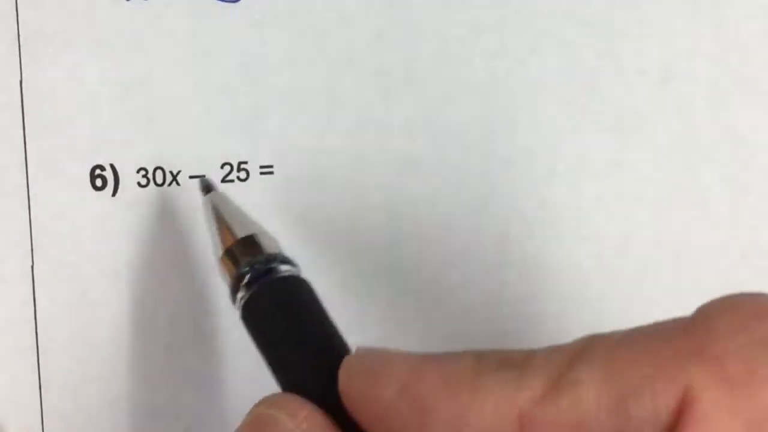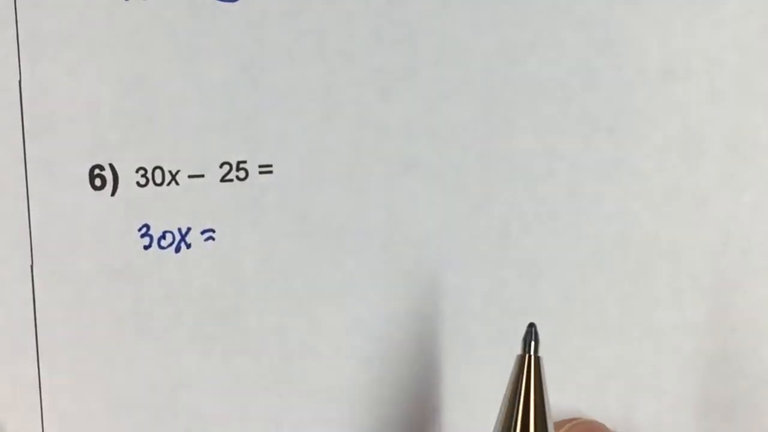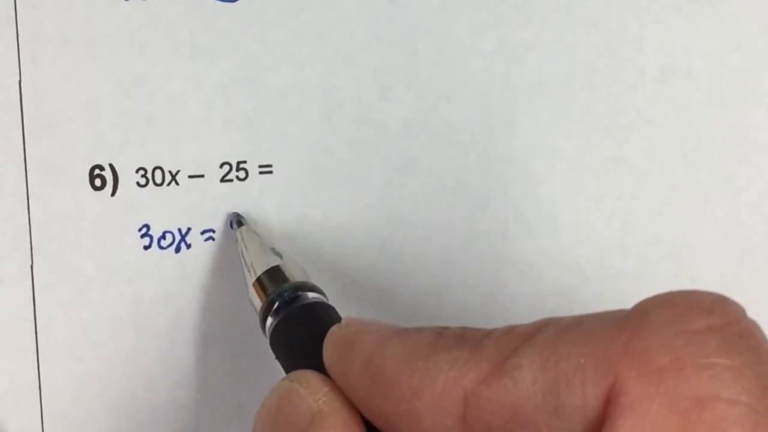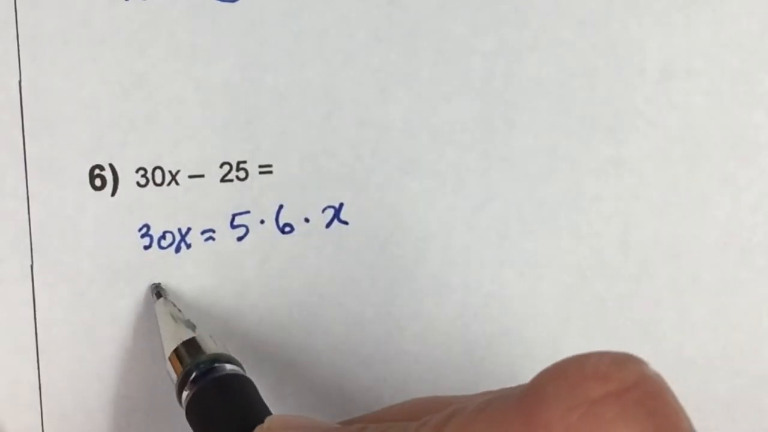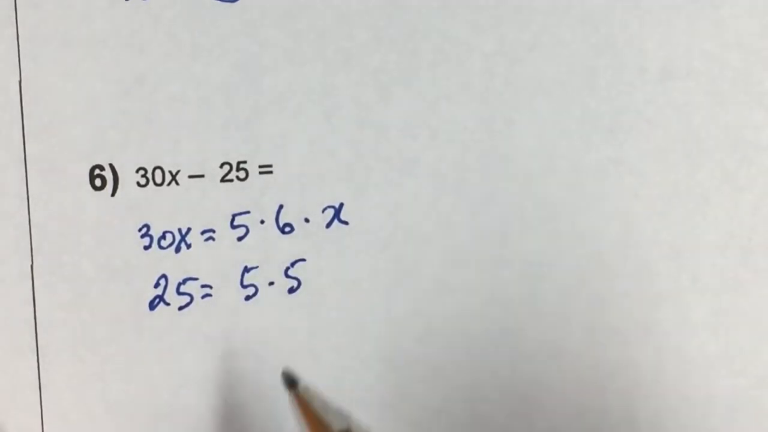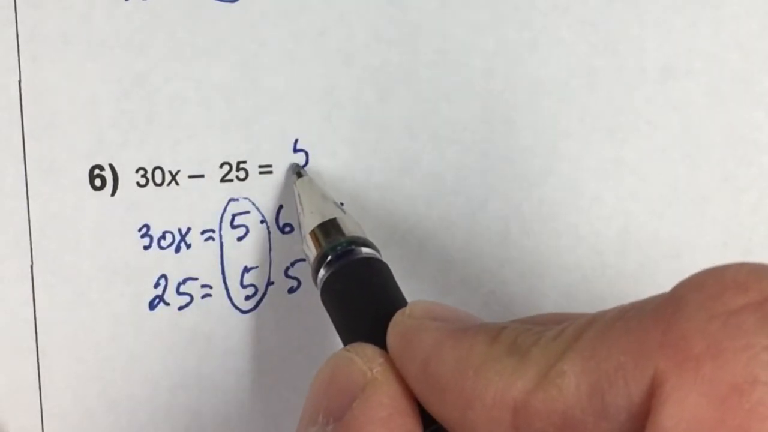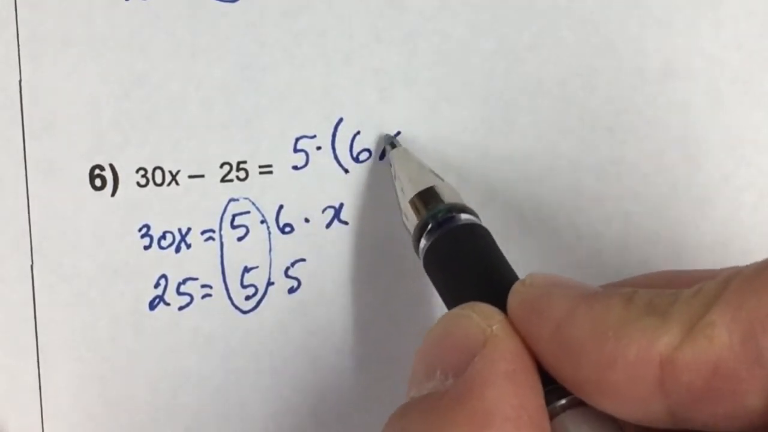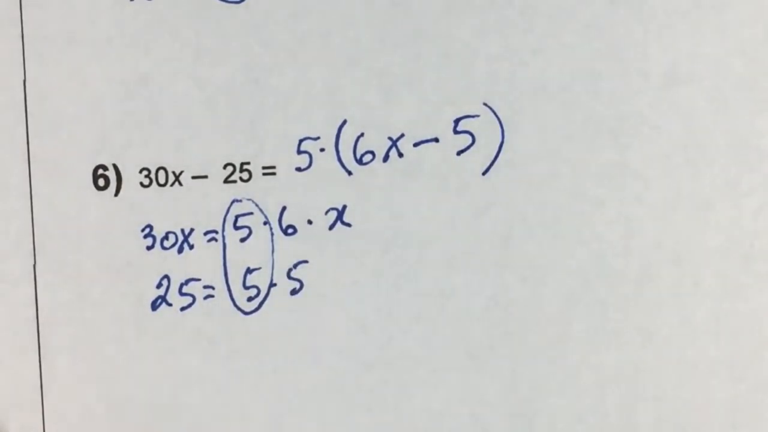The last one, 30x minus 25, same thing. 30x I'm going to write as, for example, 5 times 6 times x. And 25, I'm going to write as 5 times 5. So I have a common factor here that is 5. So I'm going to rewrite this expression, factor as 5, open parentheses. The leftovers, the first one is 6x. The sign is negative. The second leftover, 5. And this is going to be my expression factored.